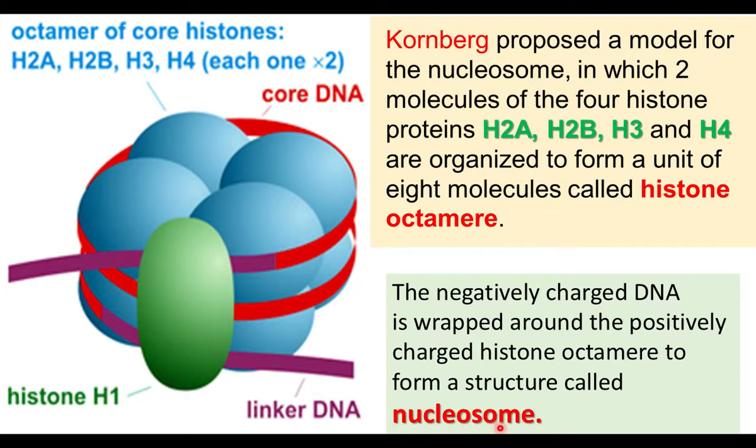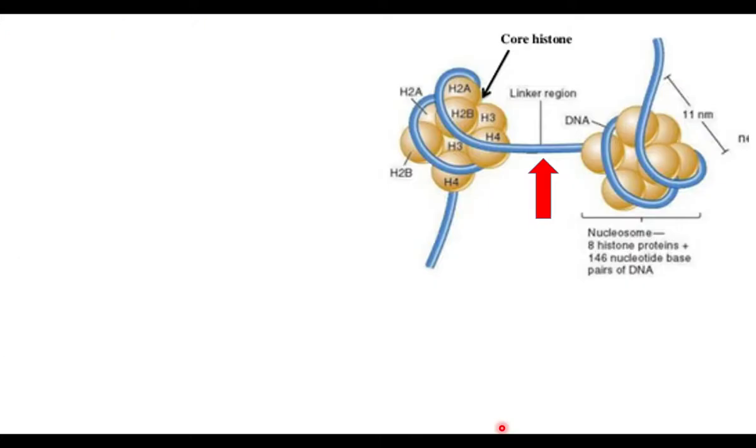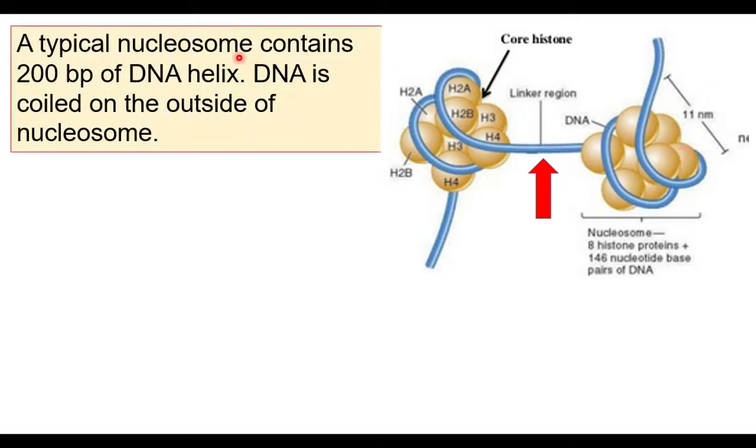The repeated units of nucleosome form a structure called chromatin. The chromatin is inside the nucleus. This is one nucleosome. This is another nucleosome. A typical nucleosome contains 200 base pairs of DNA helix.